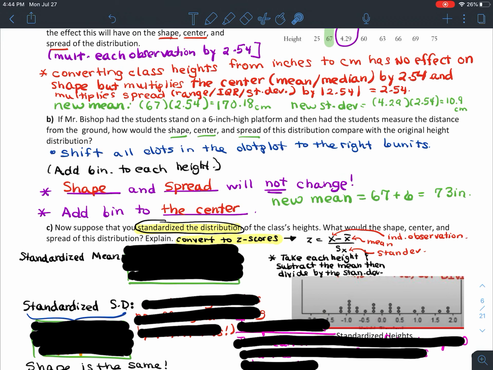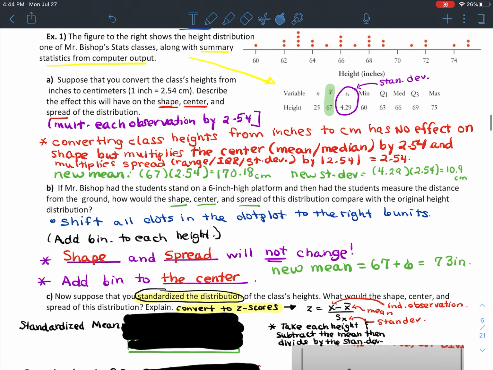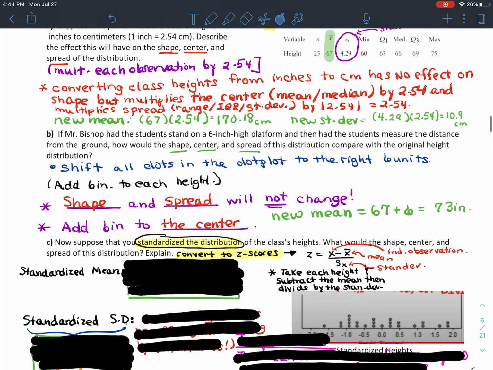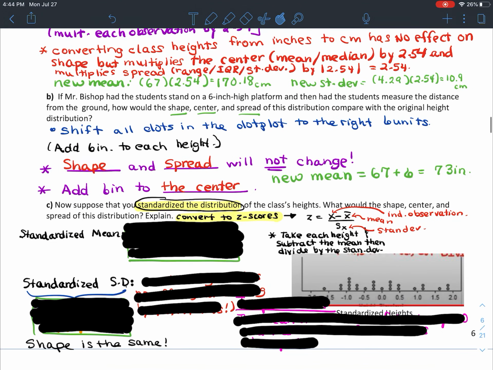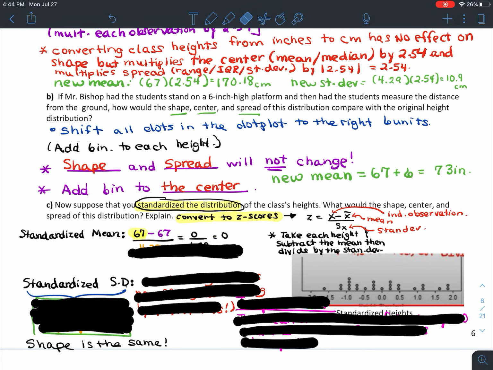Okay, so if we were going to convert this, we would want to know, once you converted all of those, what would be the average z-score and what would be the standard deviation of the z-score dot plot. Now what you see pictured down here is what that dot plot would look like. I'm going to scroll here. I don't think we can see both of them at the same time, but you can look at it on your paper. You're going to notice that this is the same shape as the original dot plot up here. But here's what's going to happen.